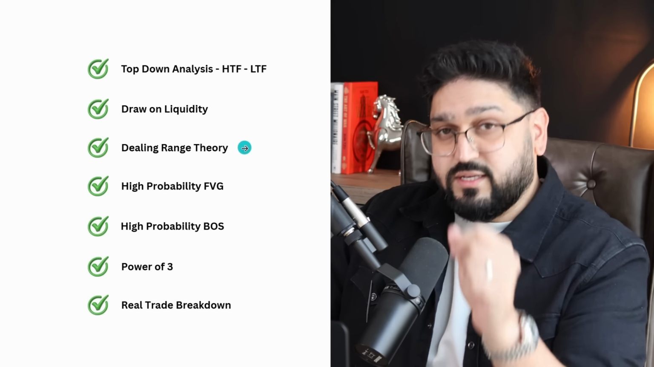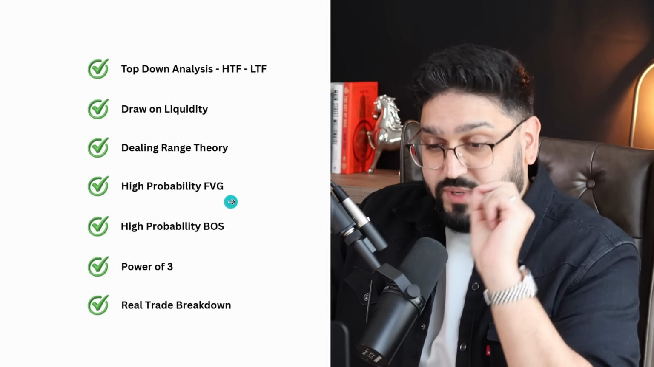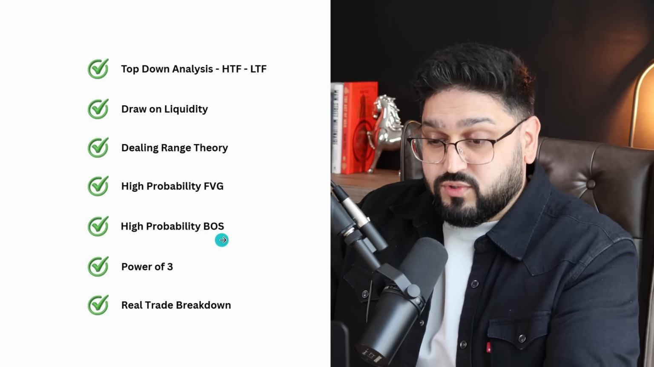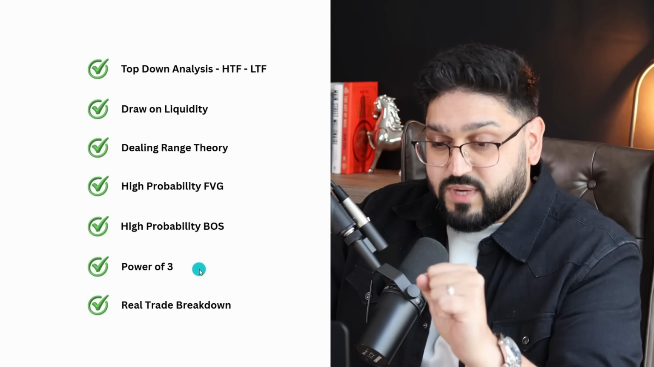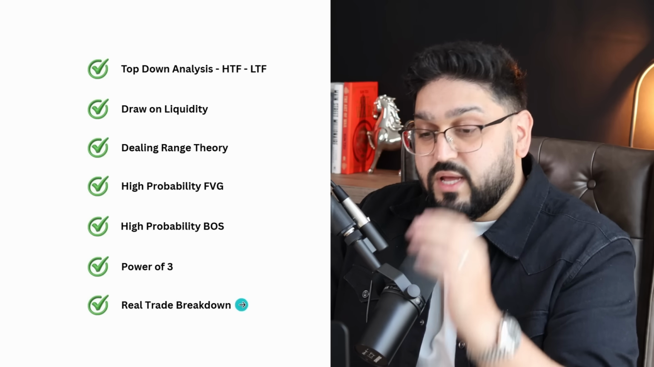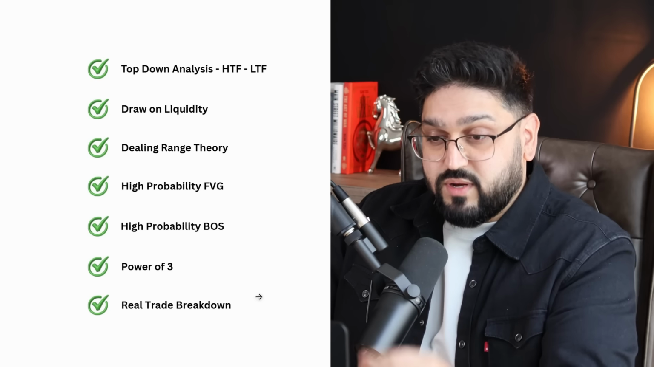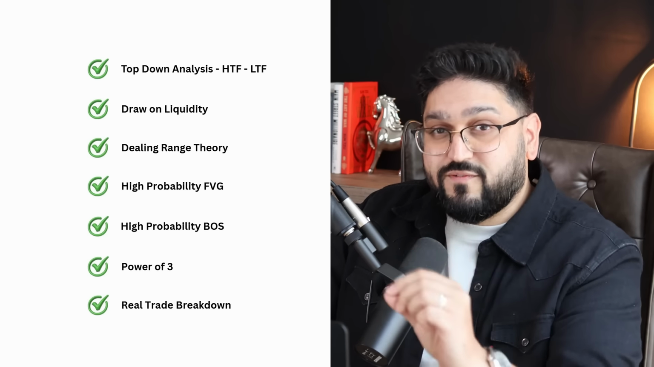We're going to touch on dealing range theory, what high probability fair value gaps are, how they form and what they look like. We're going to talk about high probability break in structure, how we can incorporate the power of 3 model inside our top-down analysis, and I'm actually going to walk you through a real trade breakdown that I took using the exact systematic approach I take to top-down analysis. So you're going to see it from a weekly time frame all the way down to a 5-minute entry. So grab a notepad for this one because there's going to be a whole lot of information coming at you.